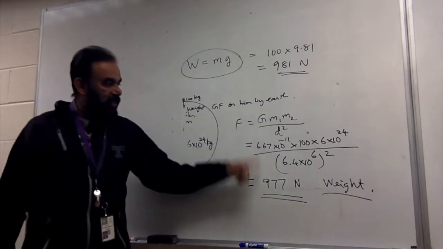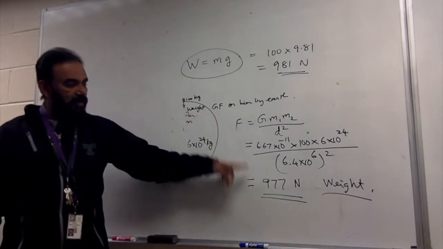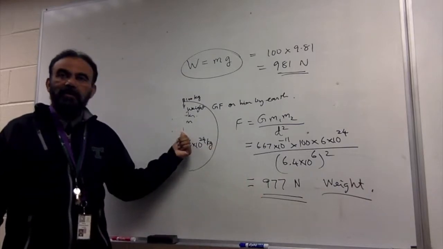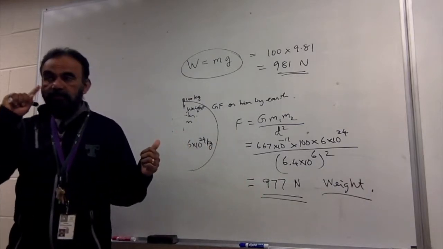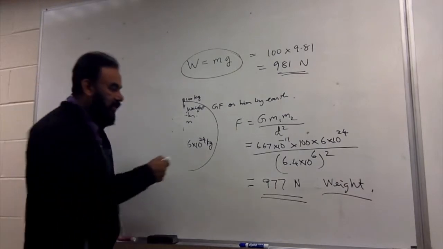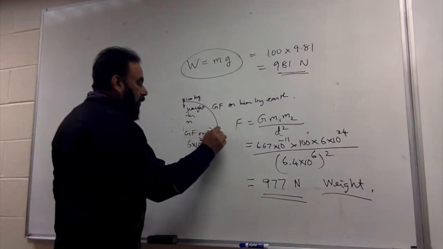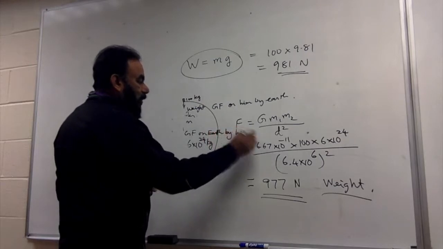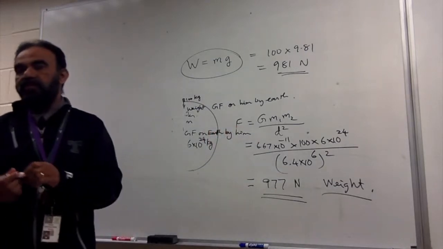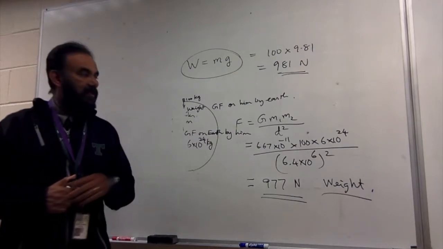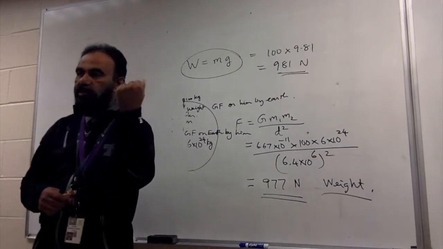So what is understood here is this is a gravitational force on him by the earth, and how much is he applying on the earth? Same force. So the gravitational force on earth by him is also the same, 977 newtons. And that is a Newton's third law pair. Find out if they are agreeing to all those conditions.